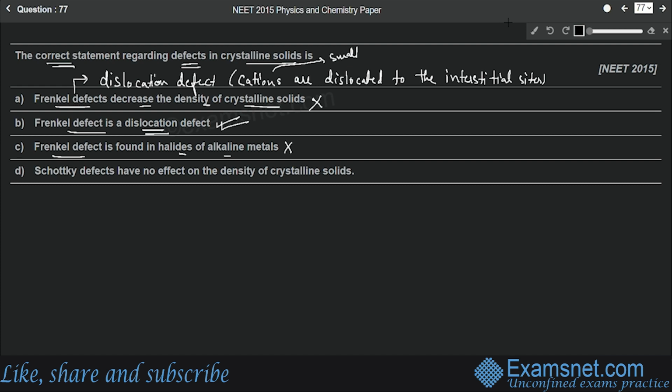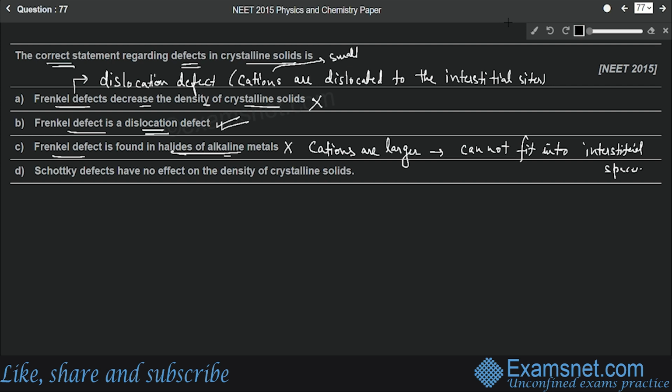But in case of halides of alkaline metals, what happens? The cations are of larger size, therefore they cannot fit in the interstitial spaces. And this is the reason Frenkel defect is not possible in these halides.